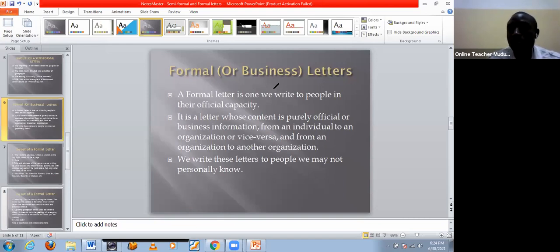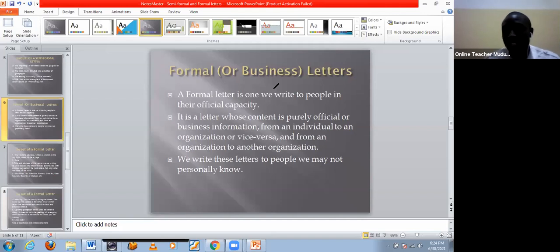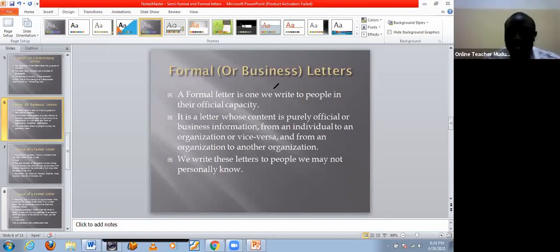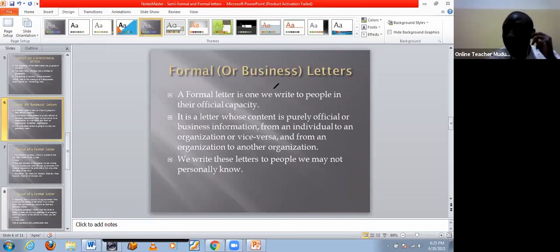So it can be from you, an individual, writing to an organization, all right? Or an organization writing to you. It can also be a letter from one organization to another organization and the replies thereof. So we write these letters to people we may not personally know. We may not. There's a word there, may. Sometimes you can know that person then. But in this case, you're writing to them in their official capacity.